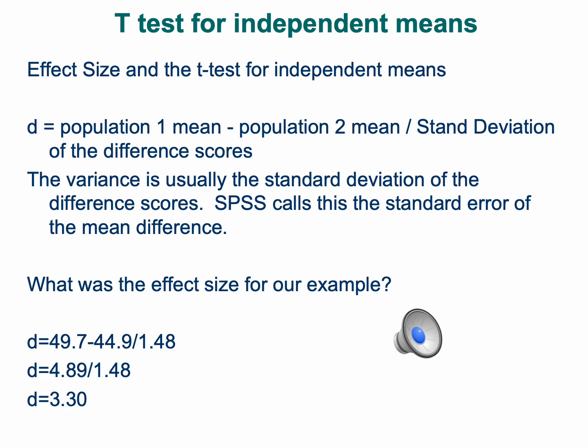So you have a mean distribution. The mean of that distribution is 4.89, and the standard error of that distribution is 1.48. So that's what we plug in here for our effect size. When we subtract the two means, we get 4.89 divided by 1.48. It gives us an effect size of 3.30.